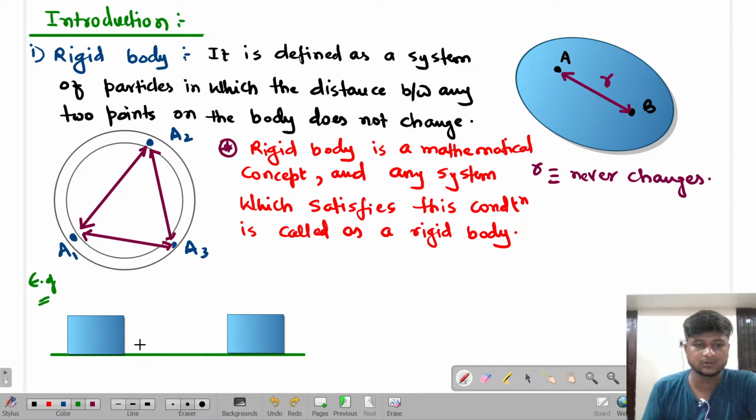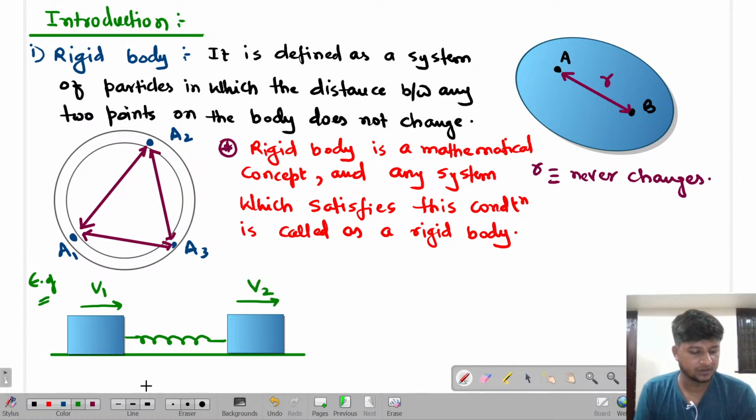One minute. I attached one spring over here like this. Are you able to get me or not? And this one was moving with initially v1 velocity, and this one is moving with velocity v2. This is block A, and that is block B. Are you able to get me or not?